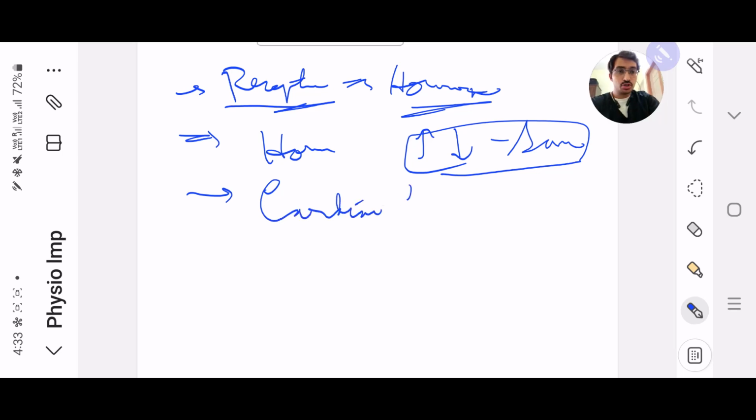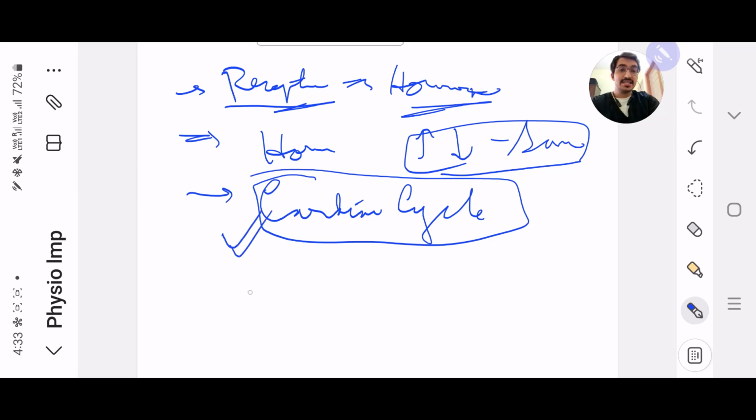Then obviously the most logical concept in the whole of physiology, the cardiac cycle. Once you understand the logic, you will never be able to forget it. But if you haven't understood, please read it before your exam, because it's very important, guys.